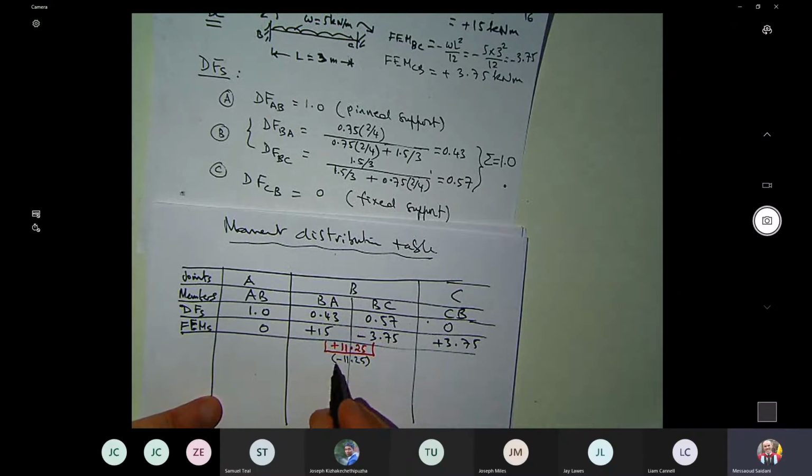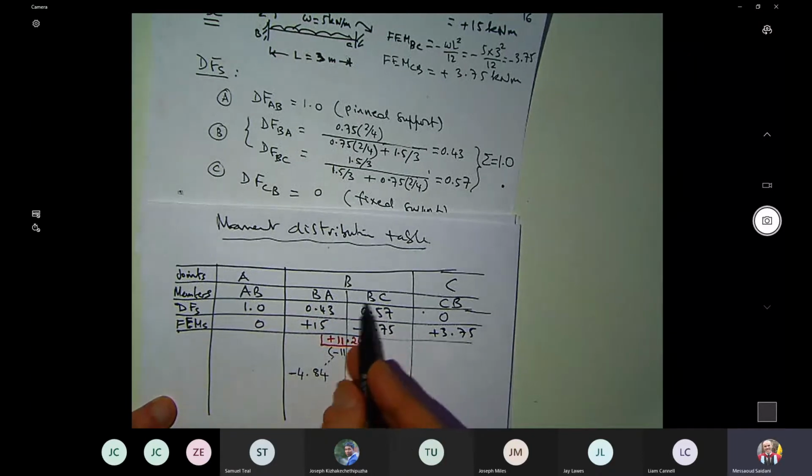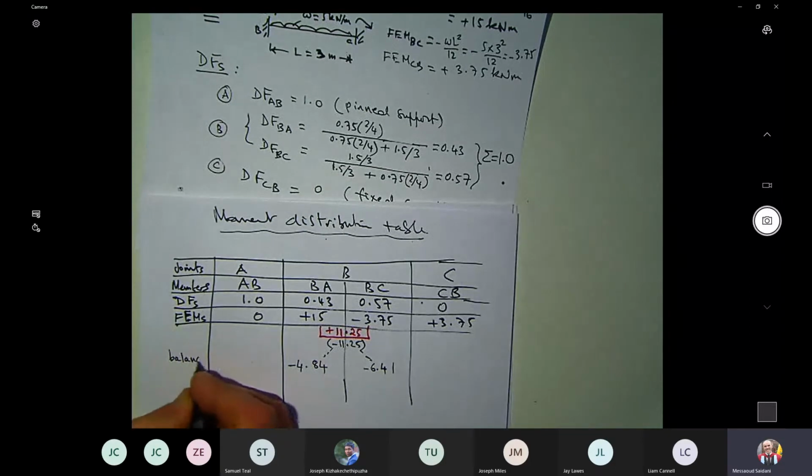So I'm going to multiply this balancing moment by the distribution factors. So we have minus 11.25 times 0.43. So you multiply this balancing moment by 0.43, which gives minus 4.84. Then you do minus 11.25 times 0.57. It's minus 6.41. Okay, now we need to carry over, isn't it? So that's balanced. So we have balanced now, and then you carry over.